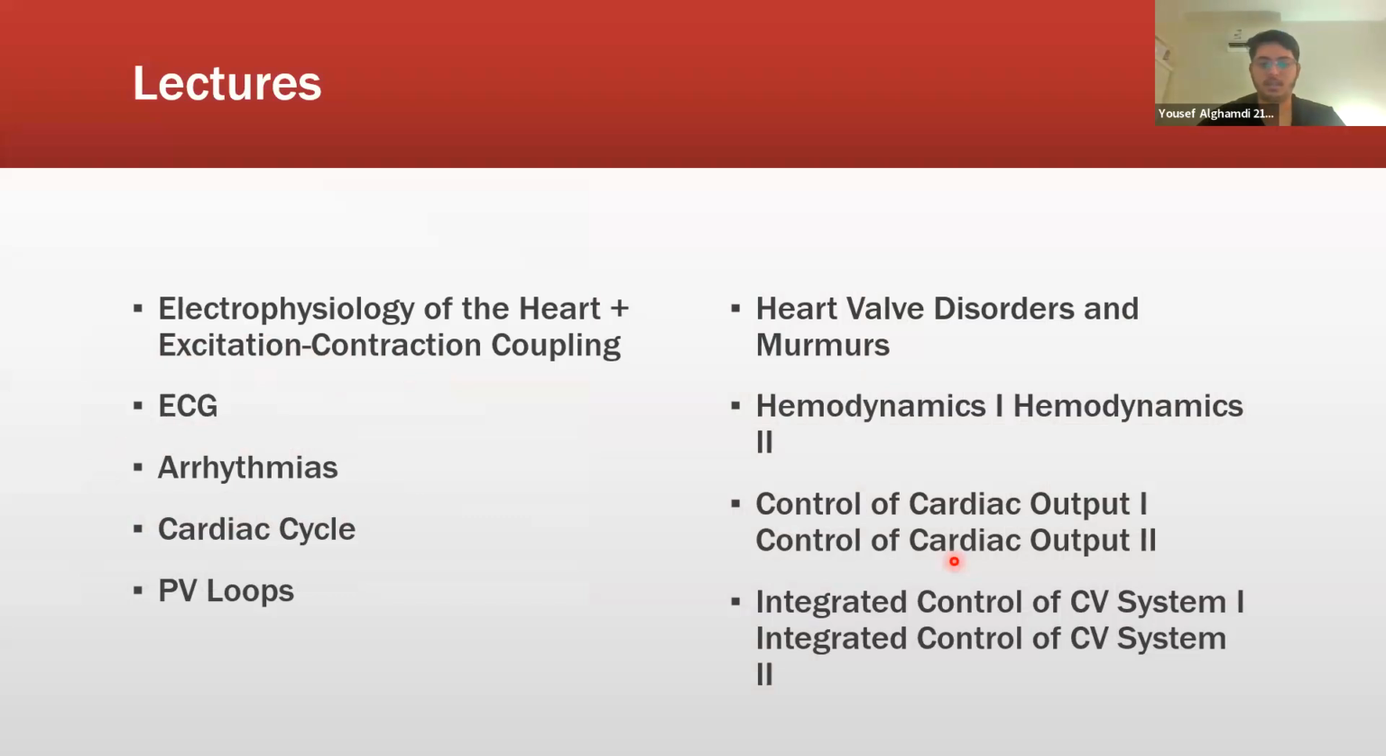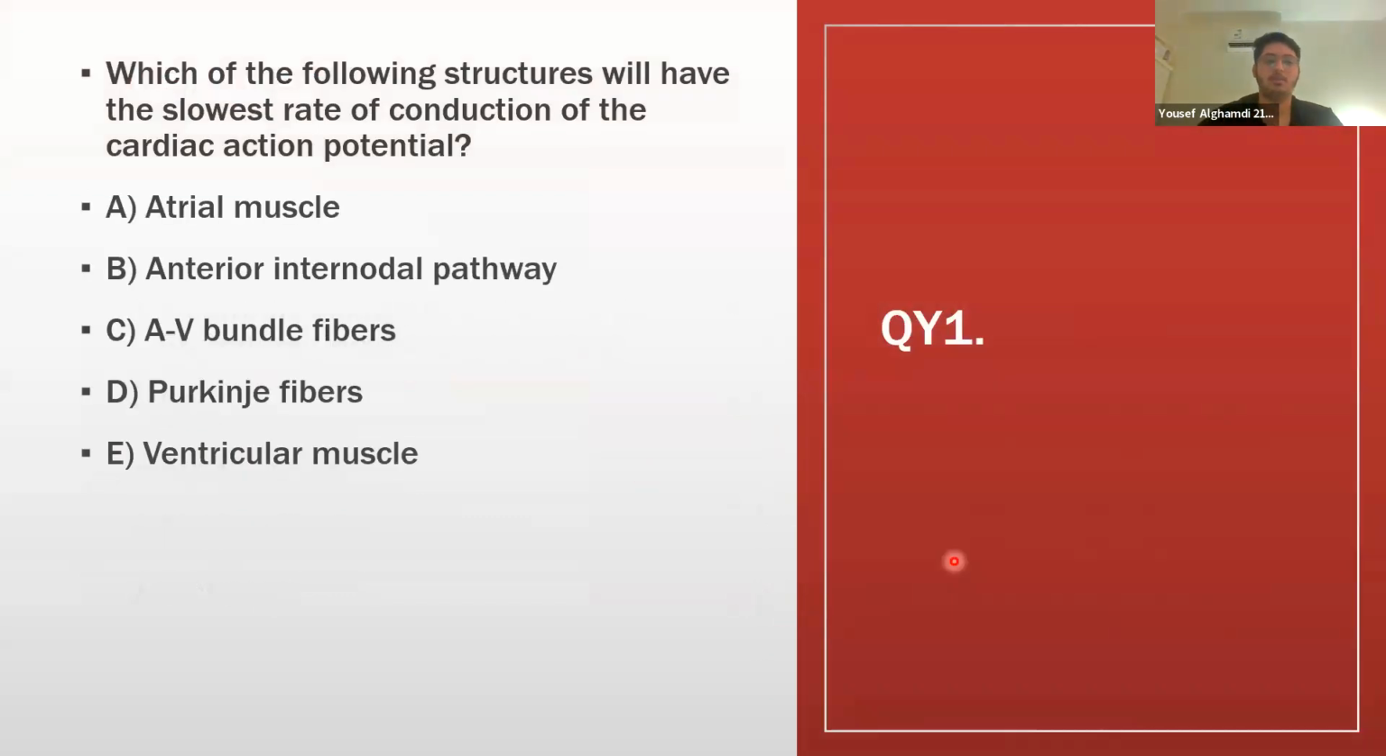So these are the lectures that you guys took for cardio, and inshallah these are the questions we collected. Okay. So the first question: which of the following structures will have the slowest rate of conduction of the cardiac action potential?